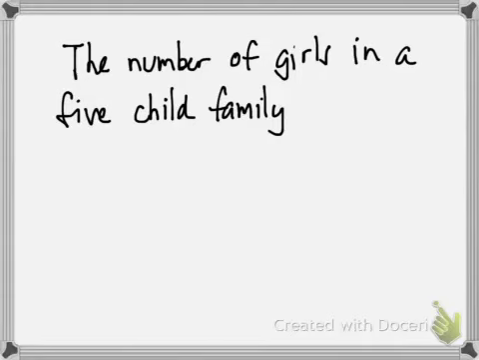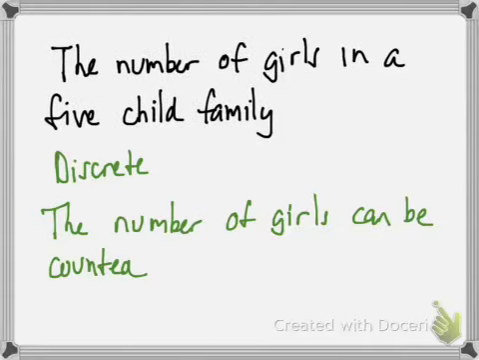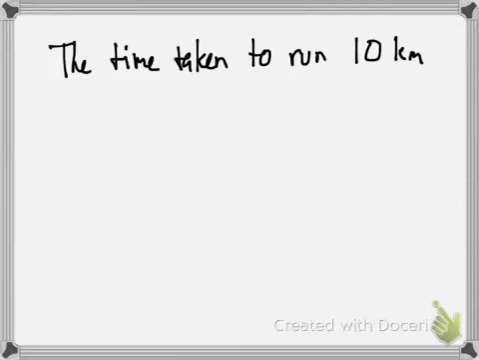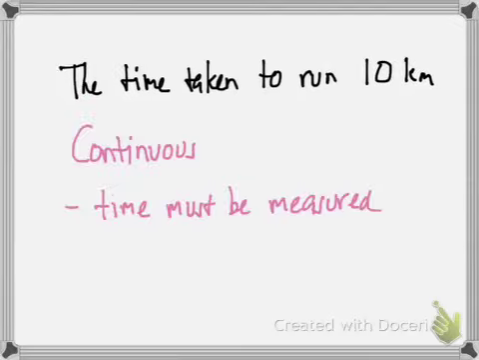Discrete or continuous? Discrete. Okay, the number of girls can be counted. So in a 5-child family, there's either 0 girls, or 1 girl, or 2 girls, or 3 girls, or 4 or 5. Discrete. The time taken to run 10Ks? Continuous. It's a time thing. Time must be measured.